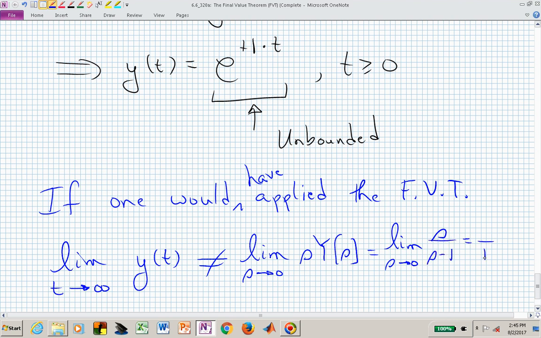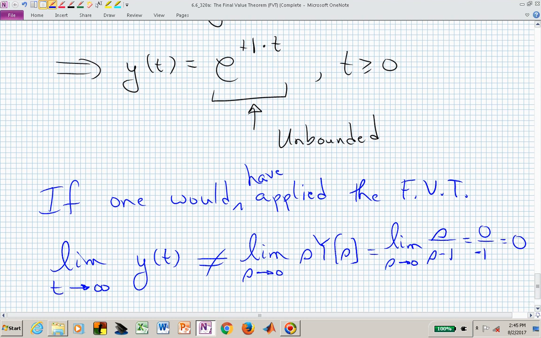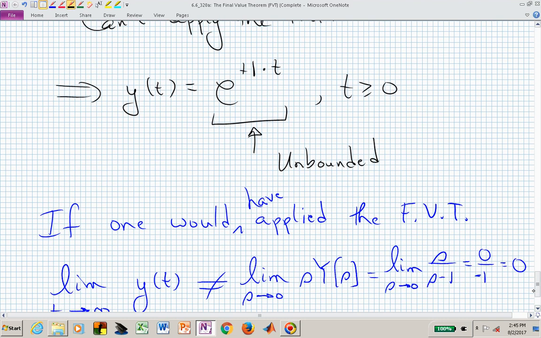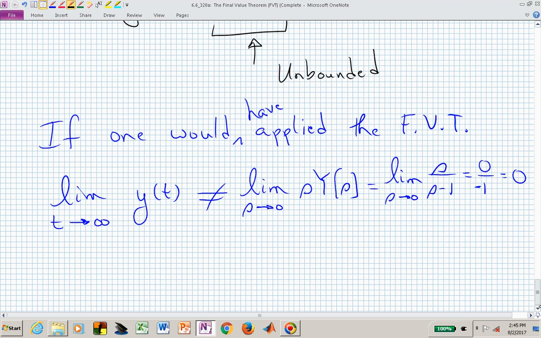Well, the denominator is well behaved. That's just going to minus 1, so that doesn't cause us any problem. The numerator goes to 0, so we would conclude that the final value of our waveform y of t is going to be equal to 0. And that is definitely not what happens. Y of t actually goes unbounded as t goes to infinity.